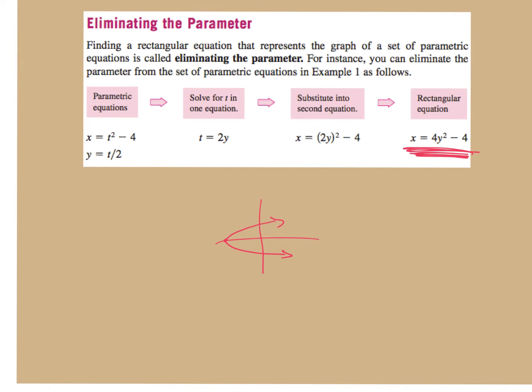However, does a rectangular have orientation on it? No. I don't know which way it goes. I don't know if it moved left and then up and then right and so forth. All right, so which one can you tell more by? A parametric or a rectangular? A parametric. You can tell more by a parametric than you can a rectangular.